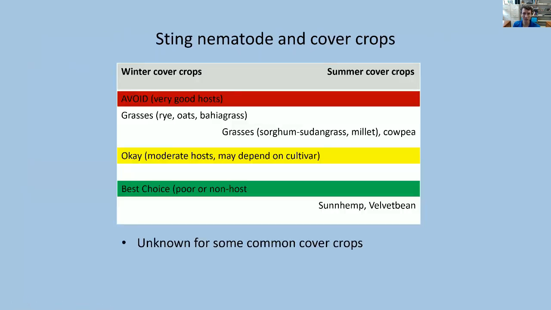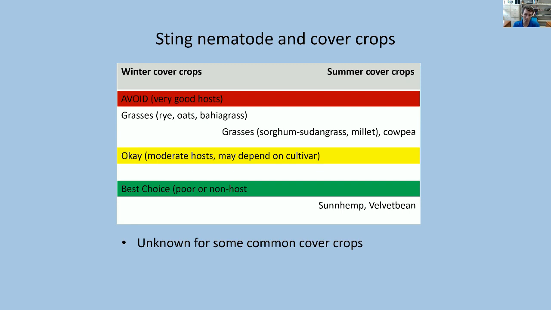So looking at sting nematode. Again, I've got these divided up into kind of avoid and good choices. There's less known for sting nematode as far as how some of the common cover crops are affected by sting nematode. But the biggest takeaway from this is to avoid grasses. These are the best hosts for sting nematodes.